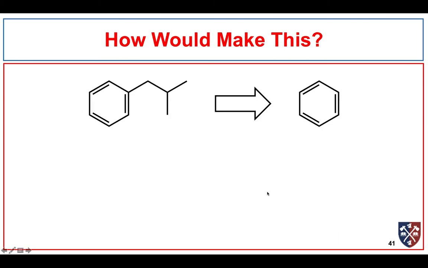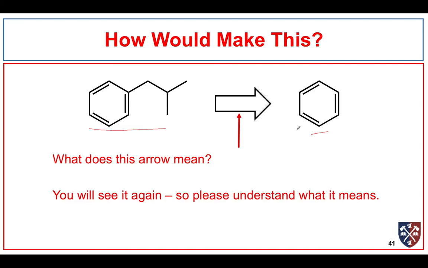So here's a good question. How would we make this substrate starting from benzene? Now don't forget, what does this arrow mean? We've seen it before, you'll see it again, so you need to understand that this is a retrosynthetic arrow, and it's asking, how do I make this thing on the left, starting with whatever reagents we have on the right. So how would we do this reaction? What are the problems in this reaction?